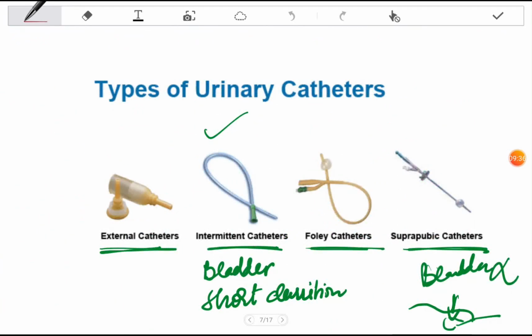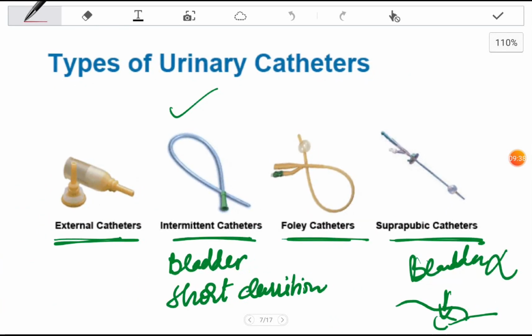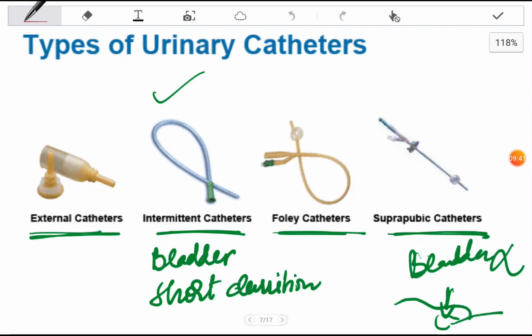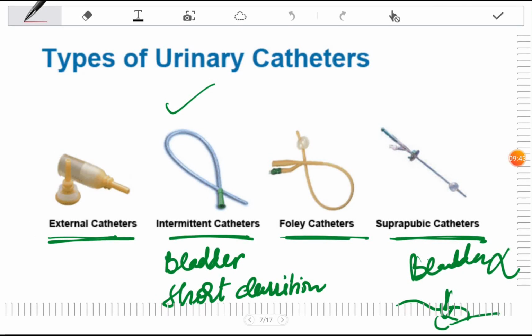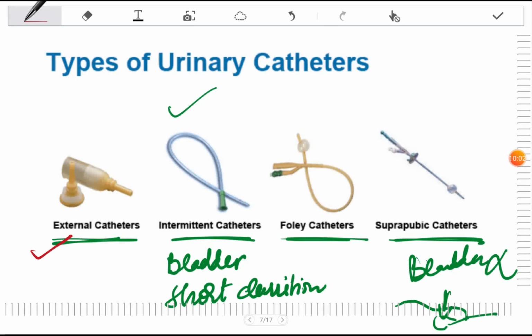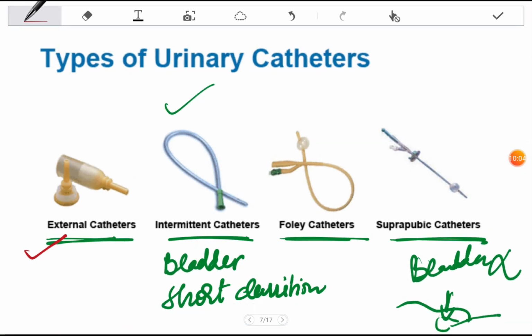So now let's talk about the types of urinary catheters. Basically there are 4 types of catheters. The first one is the external catheter. Nothing is inserted inside the patient's organs. Directly it is applied externally to the meatus, and whatever urine is drained is collected into the bag or whatever drainage equipment the hospital is using.